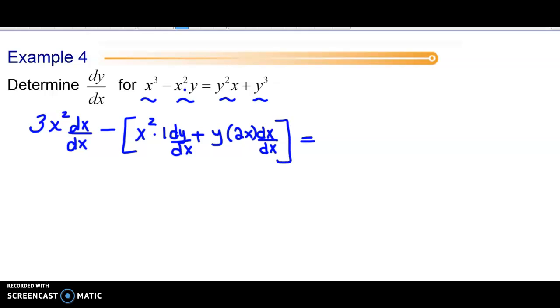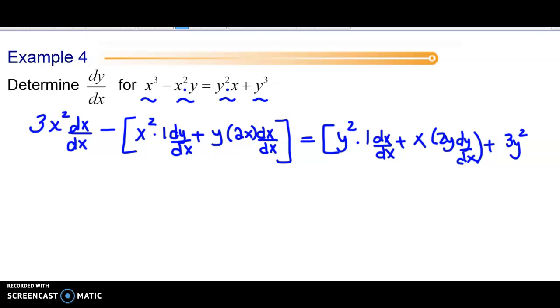Now, in the right-hand side, we have another product. So we take the first term, y squared, and we differentiate x, which is just 1 dx/dx, plus x times the derivative of y squared is 2y dy/dx, plus the derivative of y cubed is 3y squared using the power rule times dy/dx. So we know our dx's are going to cancel, dx with respect to dx.